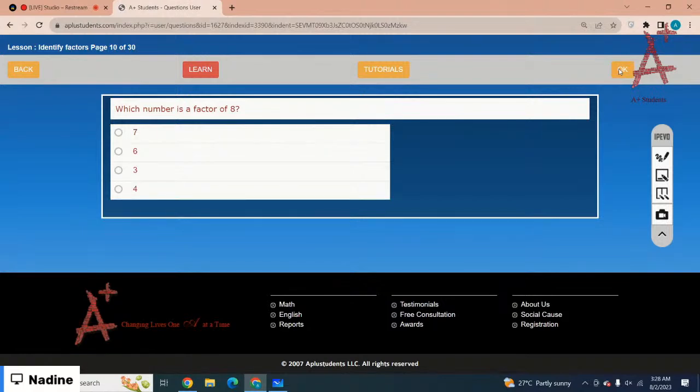Which number is a factor of 8? Which is the correct option? 4 is the factor of 8, right? Because 4 is the only number that can evenly divide 8. So the correct option is 4.